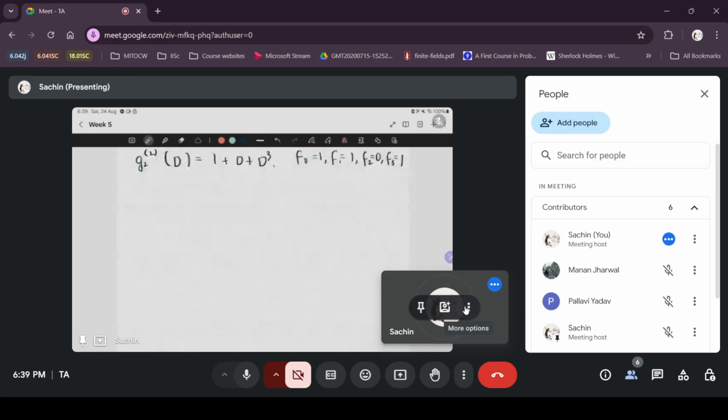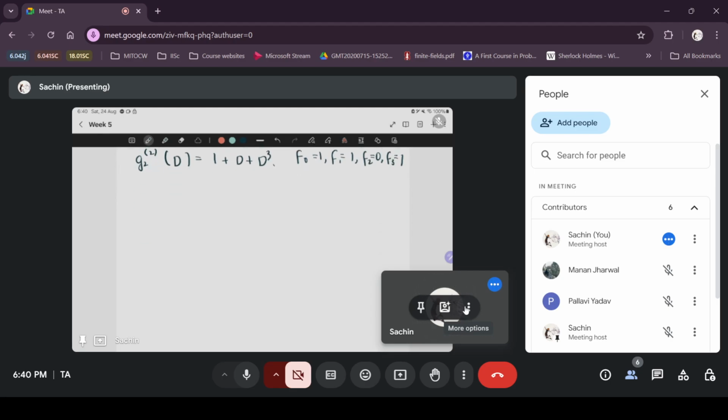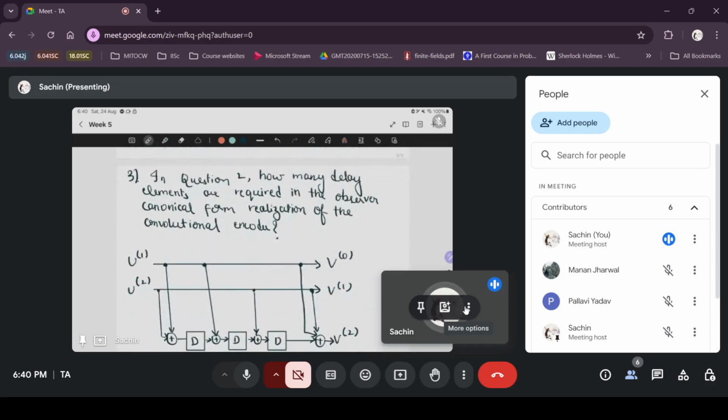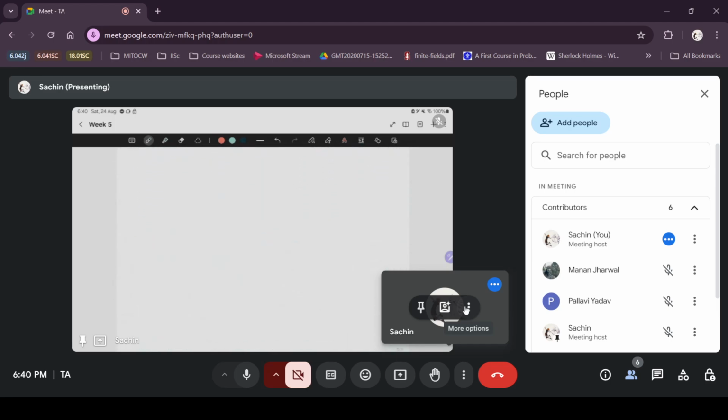Okay, so we saw two different realizations of the same generator. We'll go to the next question.